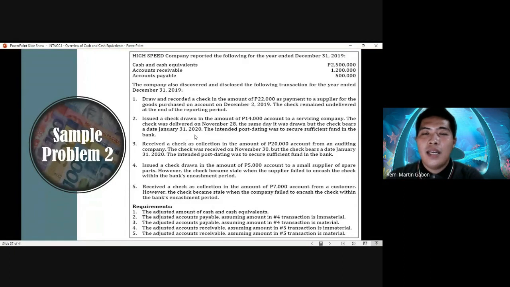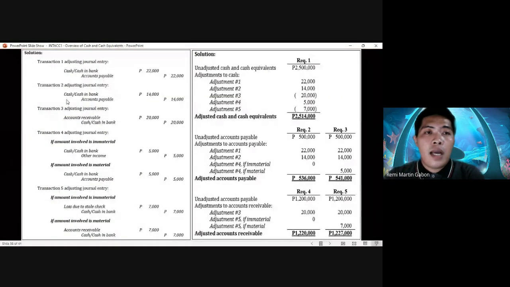The purpose of post-dating is to secure sufficient funds in the bank. So we issued a post-dated check. Okay, no adjustment was made. So our initial entry is debit accounts payable and credit cash for 14,000. But because an adjustment is needed, since there was no actual cash payment, we debit cash or cash in bank and credit accounts payable, 14,000.